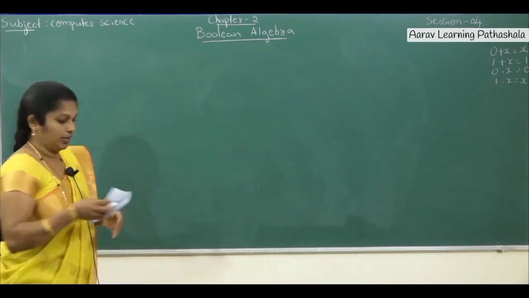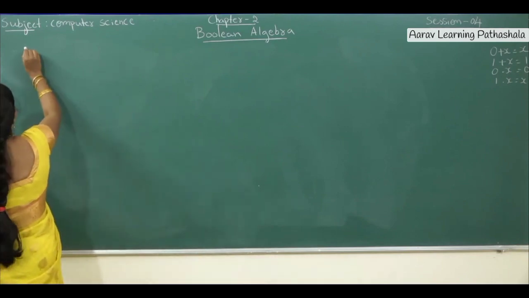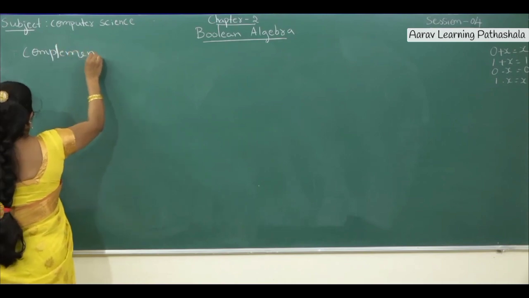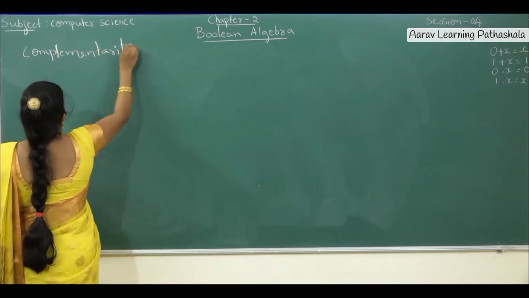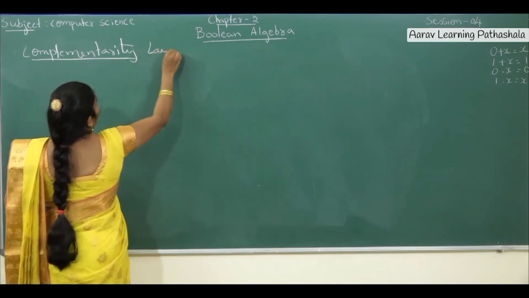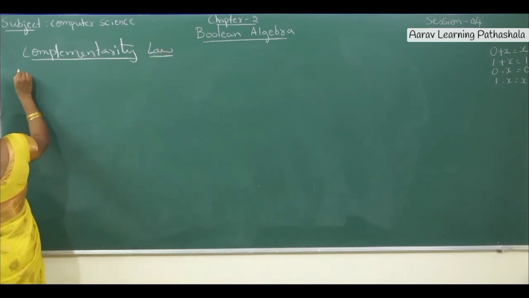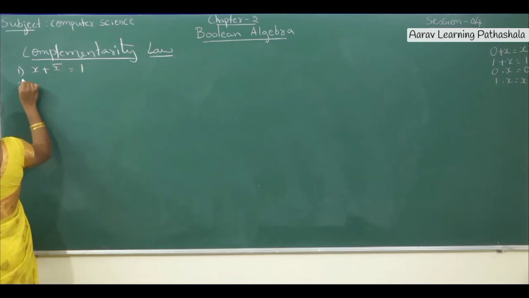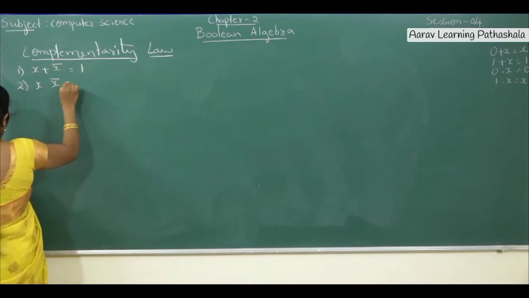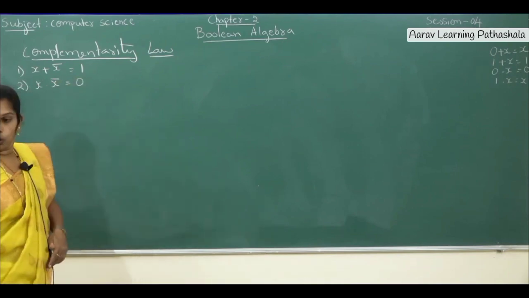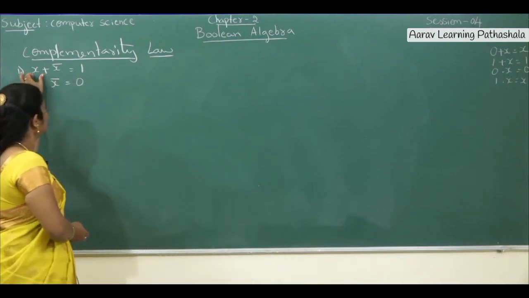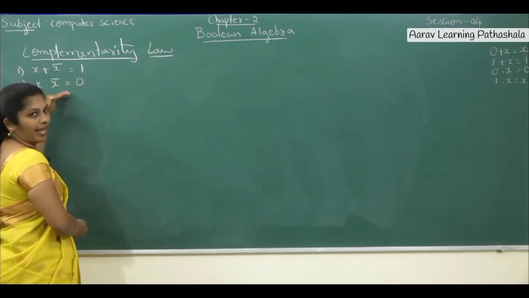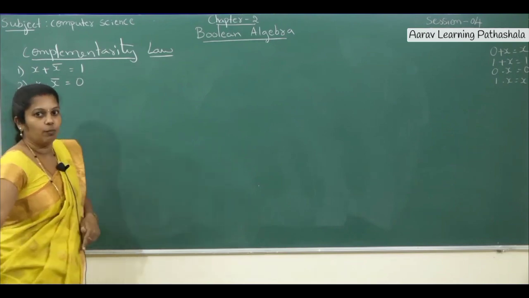Now the next one, we will discuss the complementarity law. In this complementarity law, how to solve? There are two complementarity laws, that is x plus x bar equals 1, and the second one is x into x bar equals 0. These are the two complementarity laws. The first states that x plus x bar equals 1, and the second law states that x into x bar equals 0. One by one we will prove this.